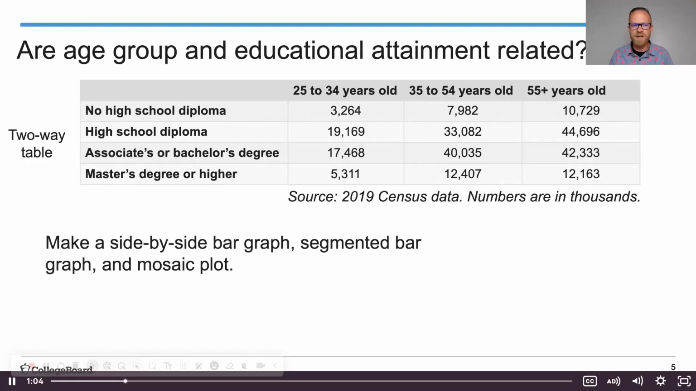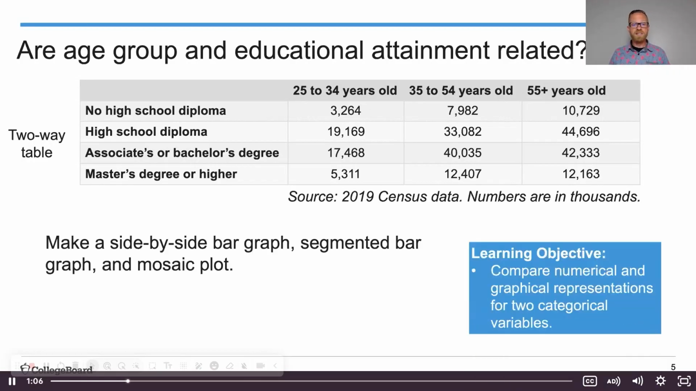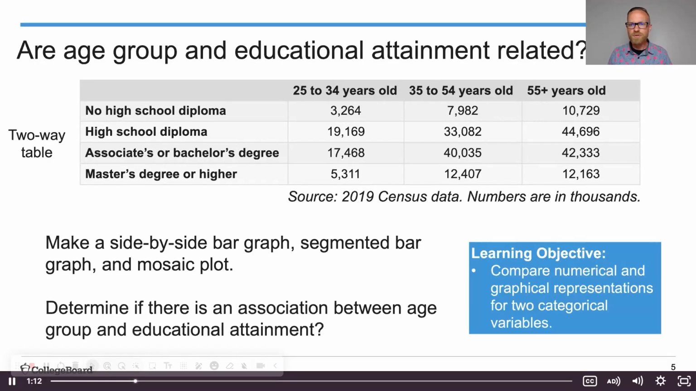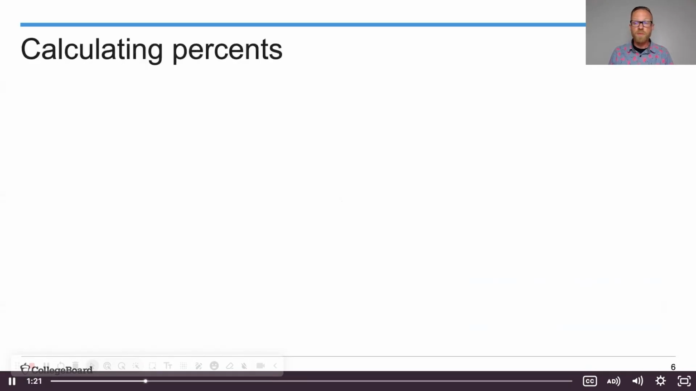Now here's what we'd like to try and do. We'd like to try and make a side-by-side bar graph, a segmented bar graph, and a mosaic plot, and then use those graphical displays to determine if there's an association between age group and educational attainment. So before we make any displays, let's talk about how we can calculate some percents here.